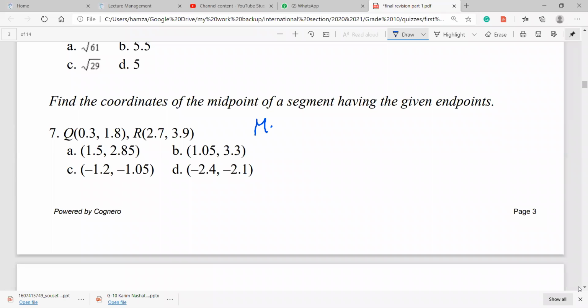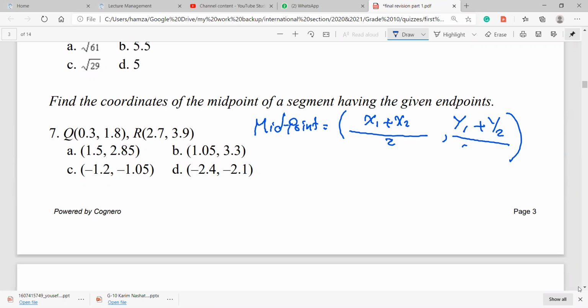Midpoint formula. Take this: x1 plus x2 over 2, y1 plus y2 over 2. Over what? Over 2. So this is the formula for what? For the midpoint.